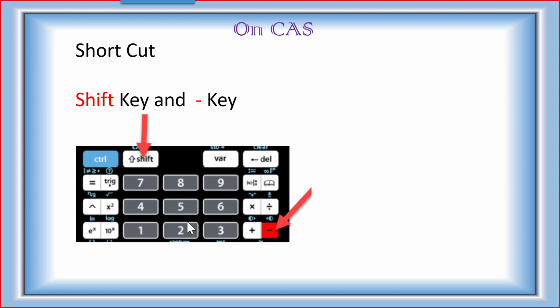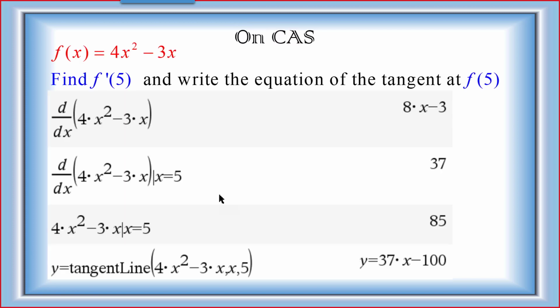Now why minus? Because the power decreases. So if I was to use this logic when I'm finding the antiderivative, the template can straight away come up by pressing the shift key and plus. So the shortcut for your CAS to find the derivative is shift and minus.